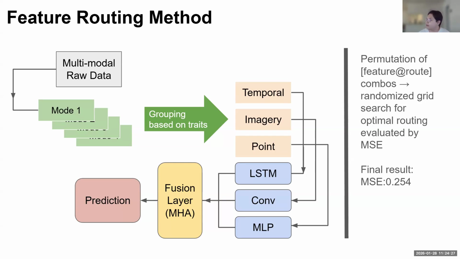And how we really implement it is really just going through a permutation of directing each feature into different routes, route 1, route 2, route 3. We can direct each feature into different routing.